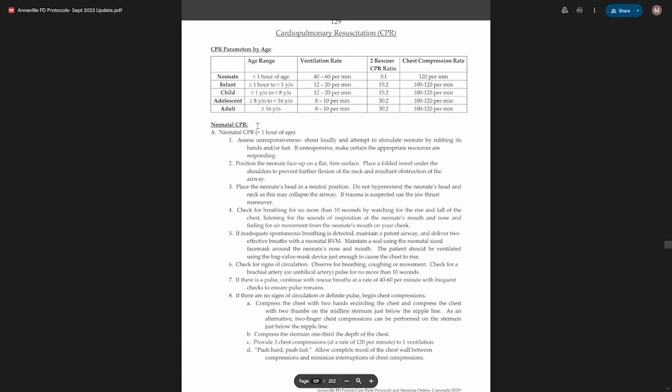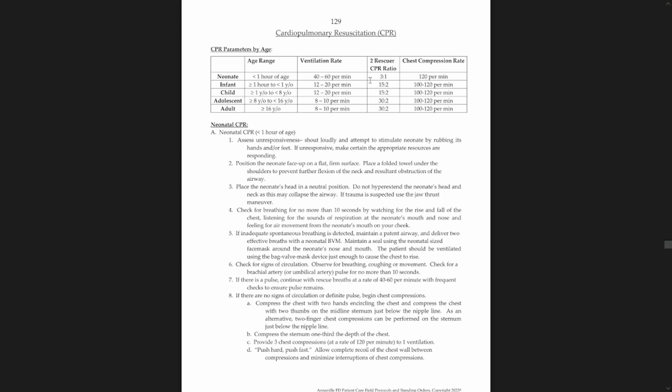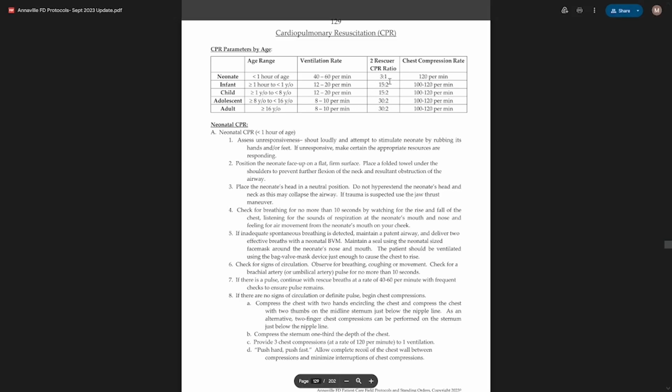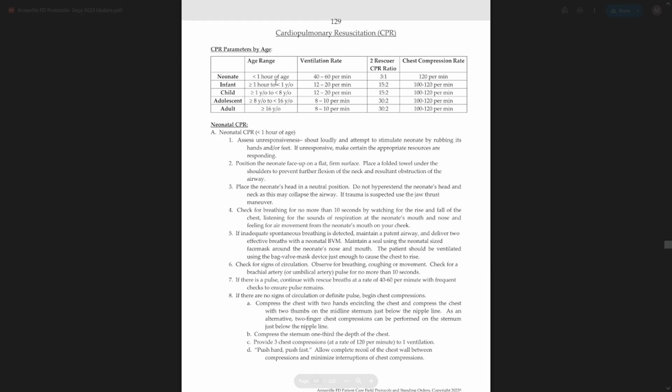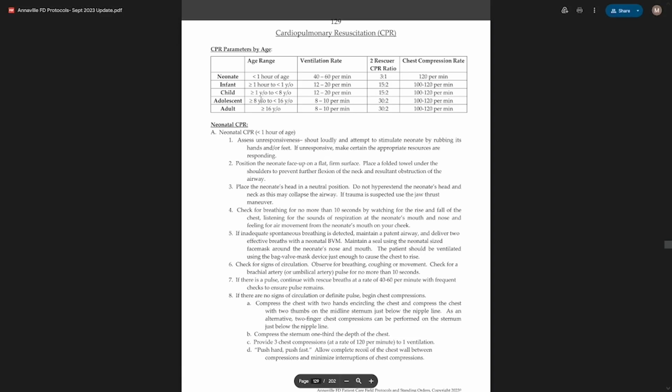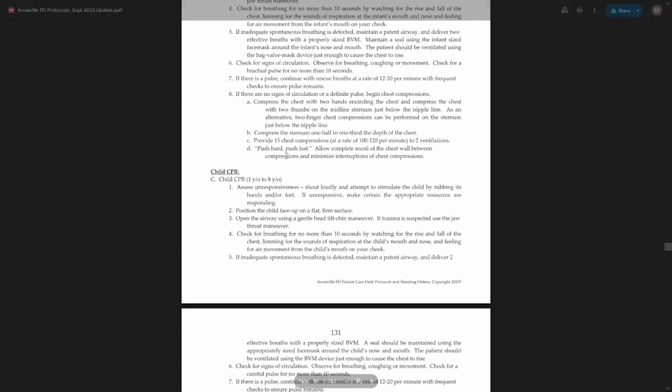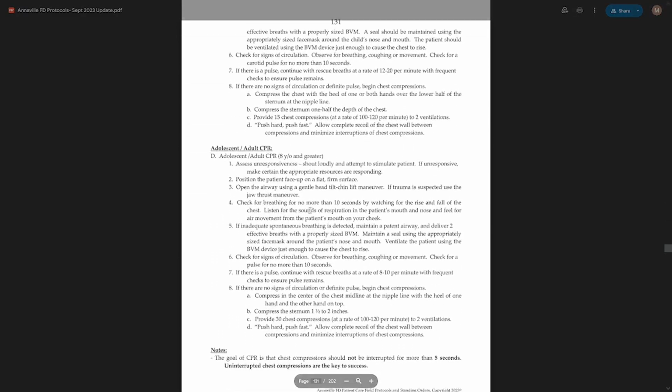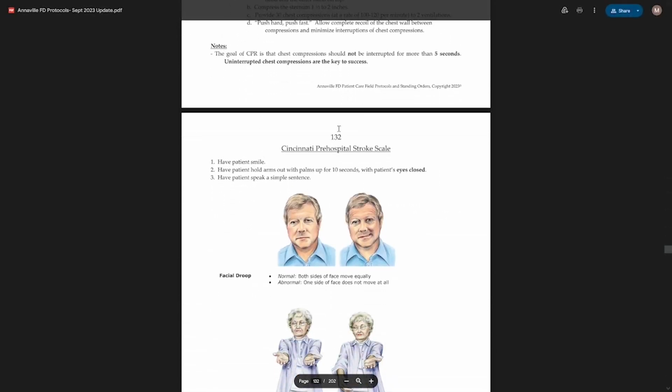If it's a neonatal patient, less than 1 hour of age, then we want to do a 3 to 1 2 rescuer CPR ratio. We want to wrap our hands around, use our thumbs or some variant of that. If it's an infant, so greater than or equal to 1 hour to less than 8 years old, we want to do 15 to 2. 8 years old and greater, we want to do a 30-2 ratio, but this is just telling you how to do CPR. You can read it with your own choice, but I'm not going to read all that.